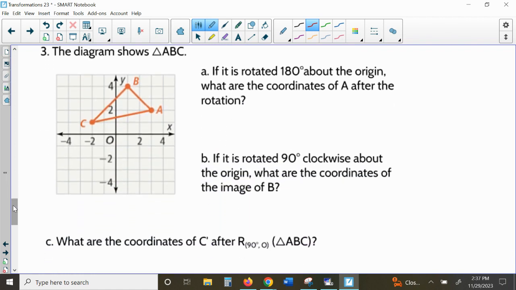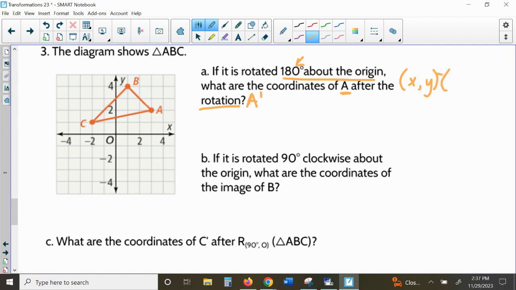Okay, number 3. We have a diagram that shows ABC. It says if it's rotated 180 degrees about the origin, what are the coordinates of A after the rotation? So if it's A after the rotation, then that means they were asking for A prime, right? So make sure you read what it says. So it's A after you do it. So we need 180 degrees. So what's our rule for that? That means we take XY.